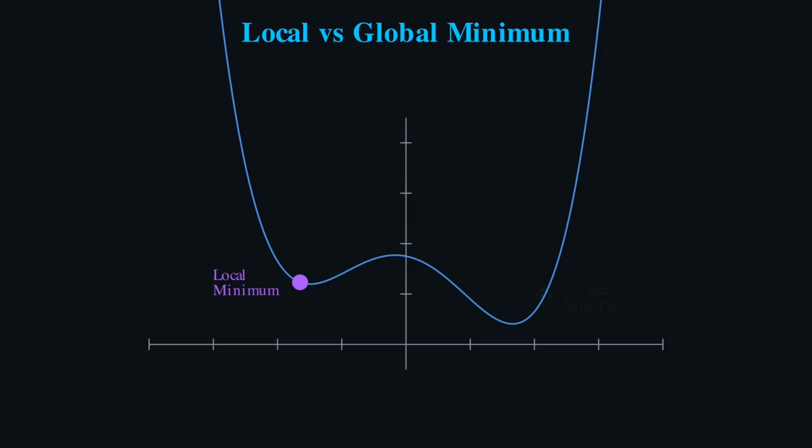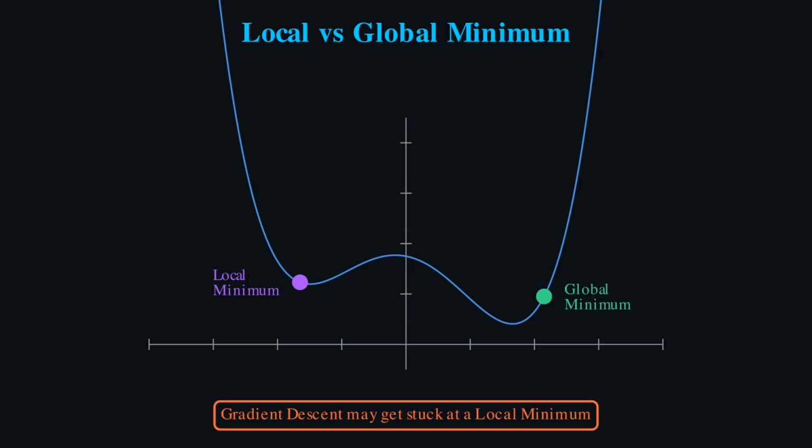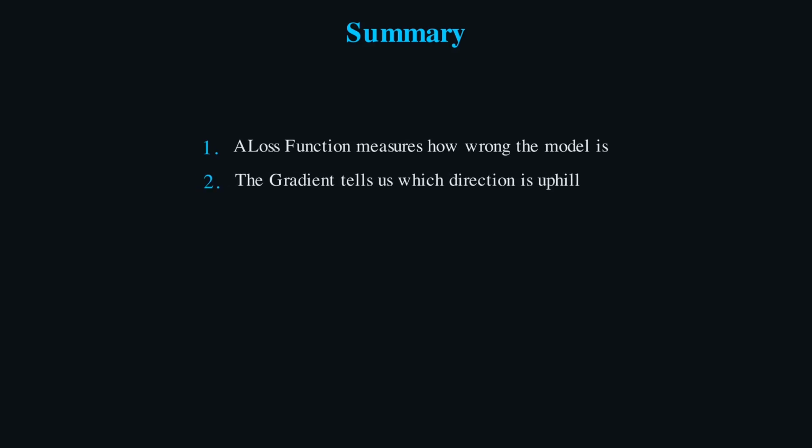But here's a hidden danger. What if the landscape has multiple valleys? Gradient descent might slide into a small valley, a local minimum, and think it's done. But the true lowest point, the global minimum, is somewhere else entirely. This is a real challenge in deep learning. Researchers use tricks like momentum, random restarts, and advanced optimizers to escape local minima.